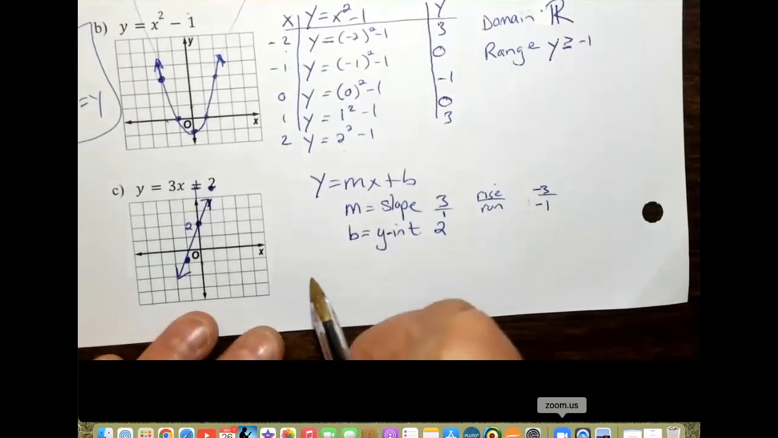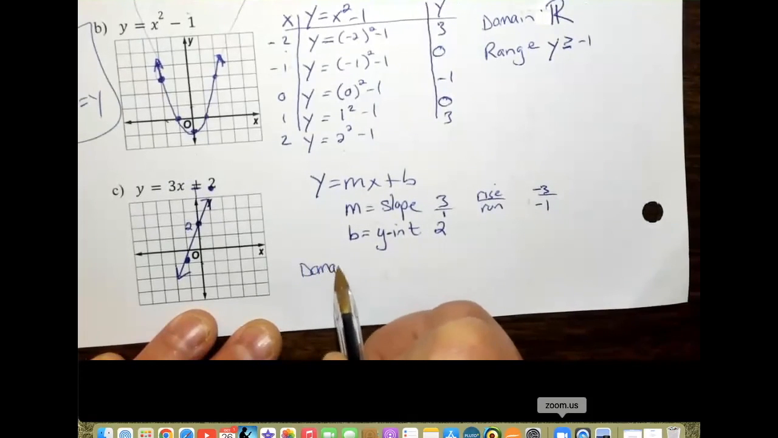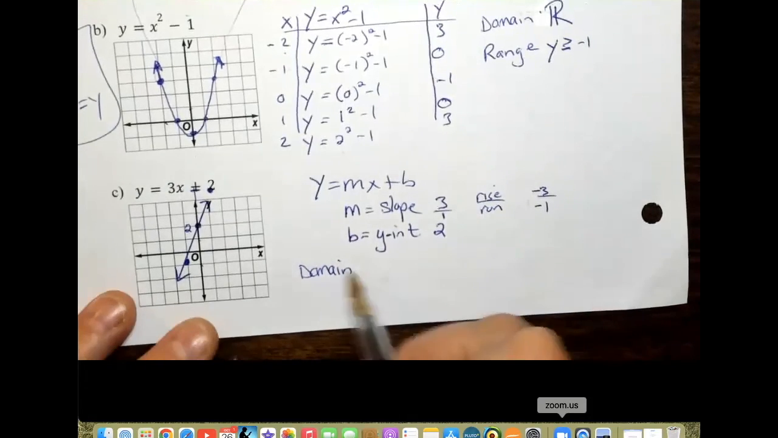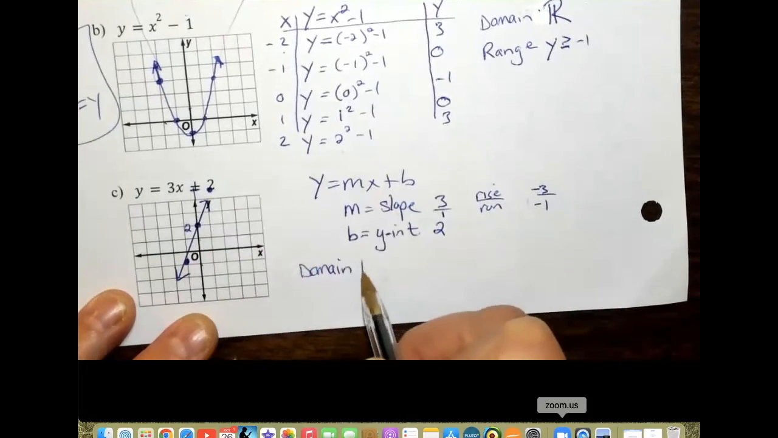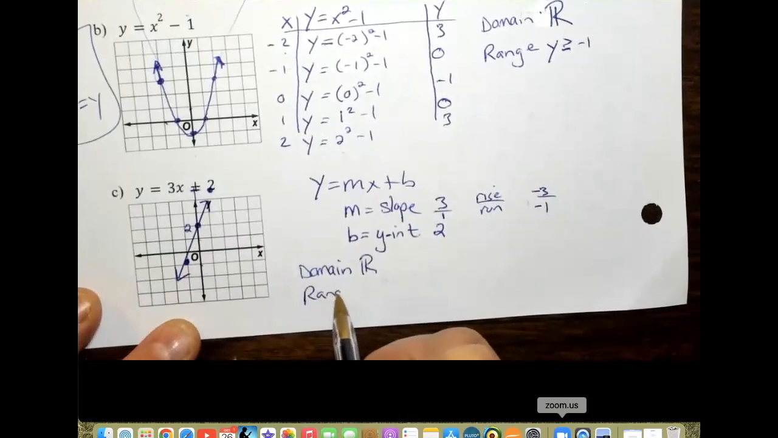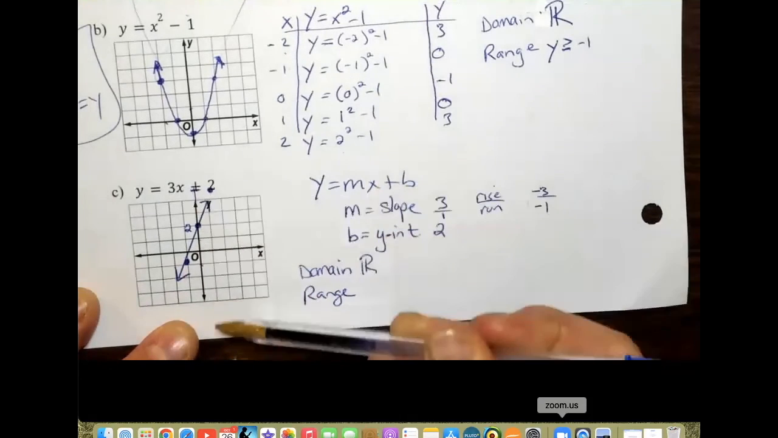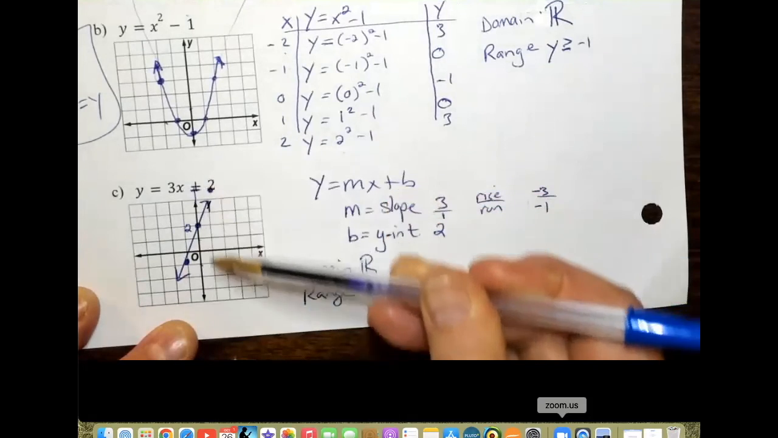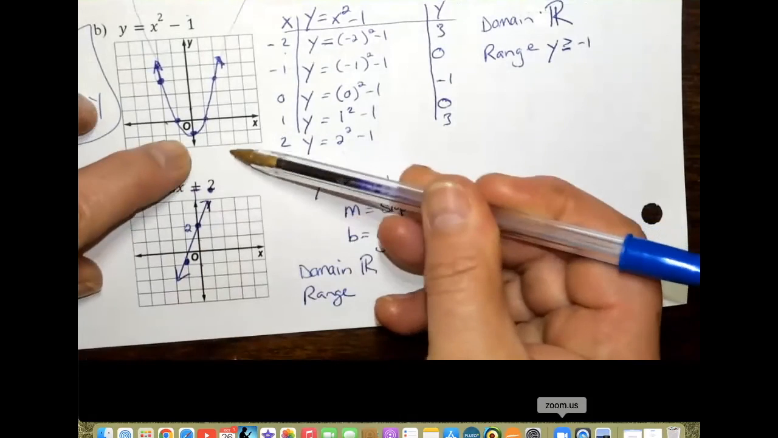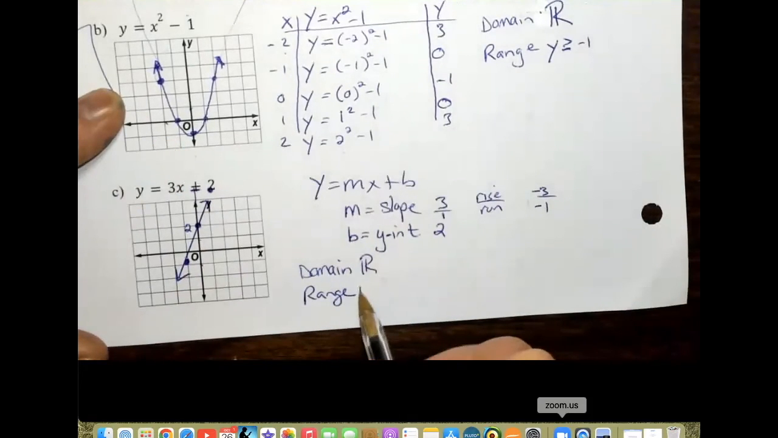We need domain. Run your pencil along the x-axis. Is there any place you're not going to see the line? The line is going to infinity on both ends. It's going out, all the reals. What about the range going this way? What's happened to that line as it keeps going out to infinity? Is it still going to be there when I'm way up here? Yes, the line's going to be over here somewhere. So all the reals on that.